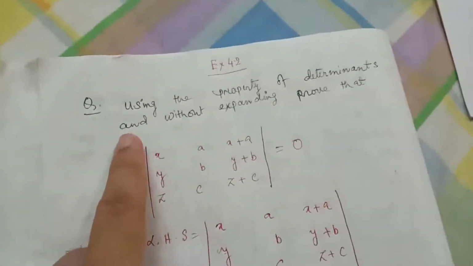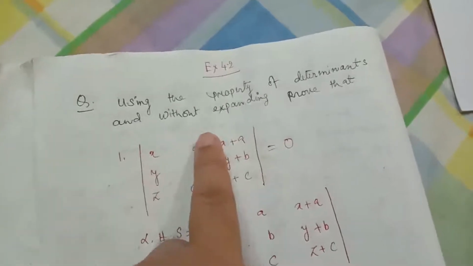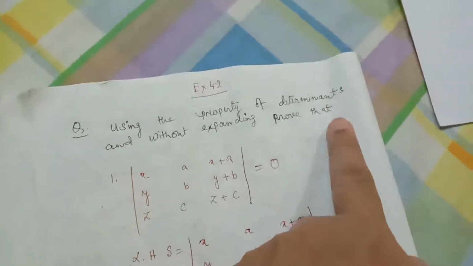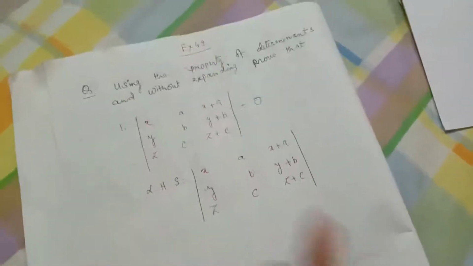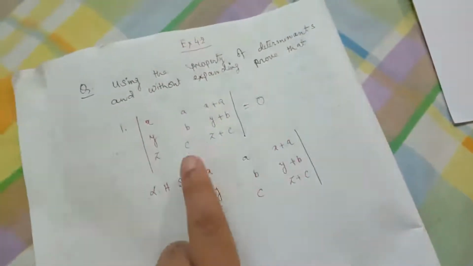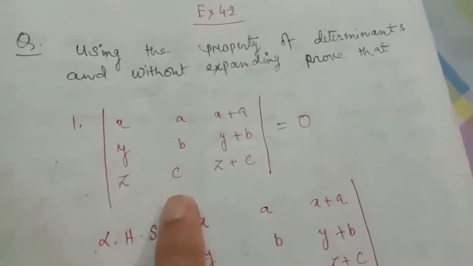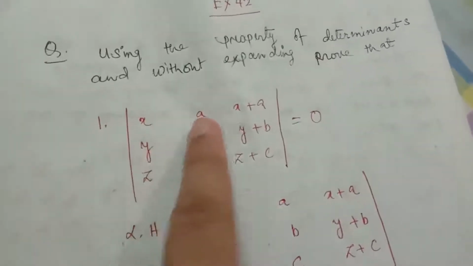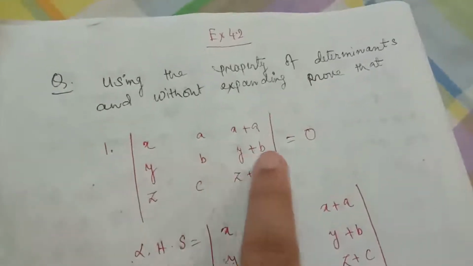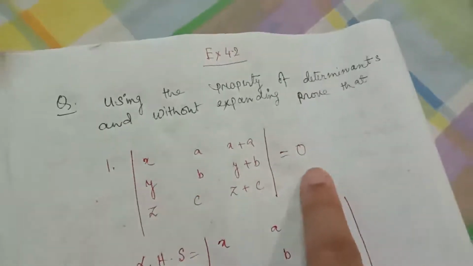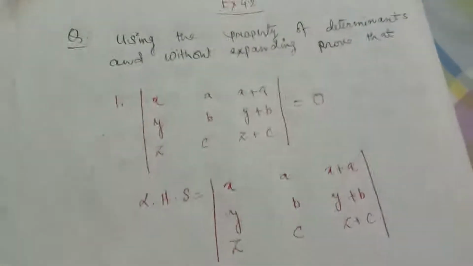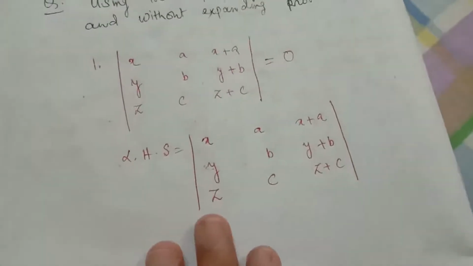Using the property of determinants and without expanding, prove that. We have to use the properties, and without expanding we have to prove the value of this determinant, with rows x, a, x plus a; y, b, y plus b; z, c, z plus c, is equal to 0. This we have to prove. Let us start with the left hand side.